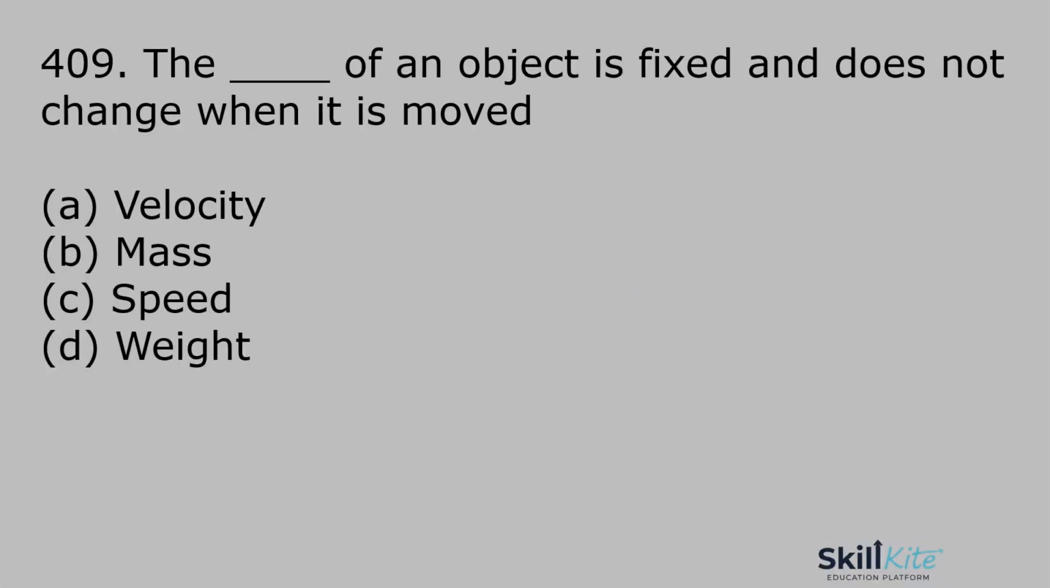The dash of an object is fixed and does not change when it is moved. So it is mass. The amount of matter in an object is called the mass of the object, whereas the force with which the earth pulls the object towards itself is called weight of the object. So the mass is always fixed and unchanged while the weight is variable depending on the gravitational acceleration. So the mass remains unchanged when the object is moved to any place.